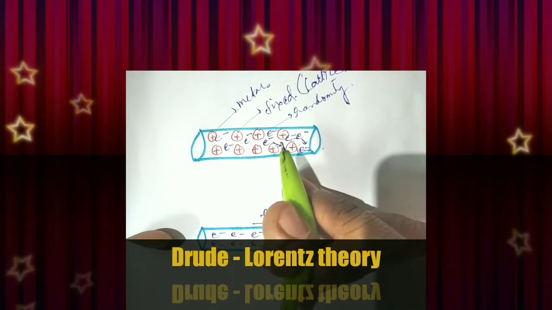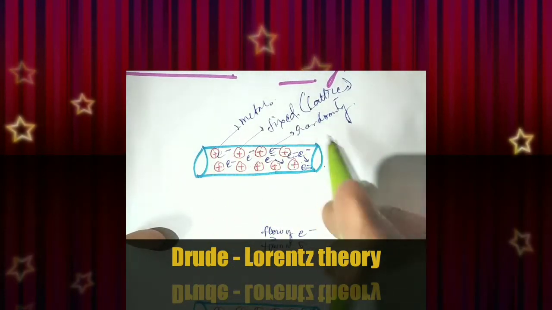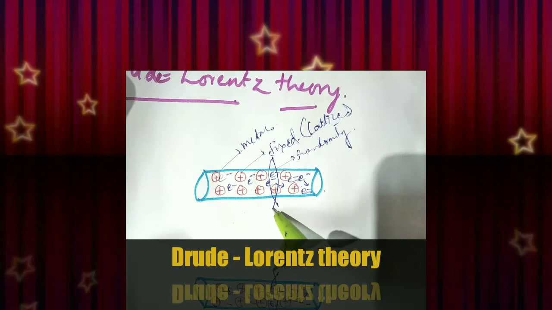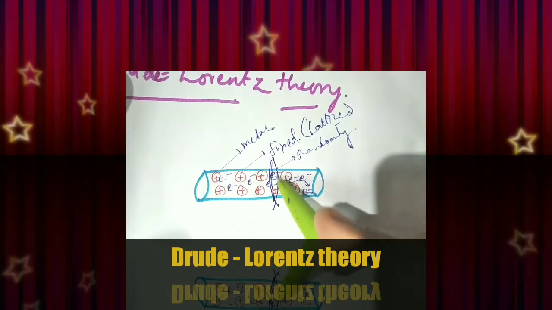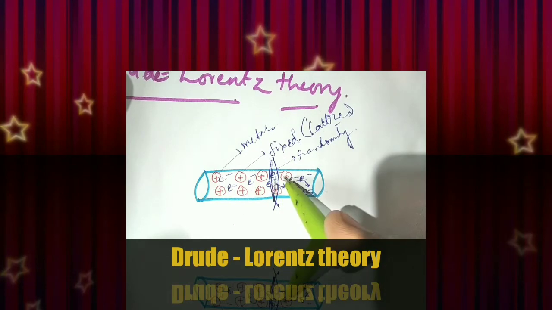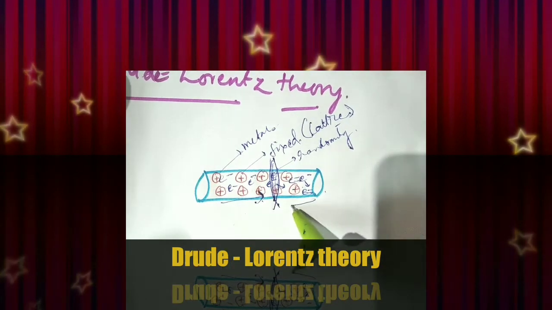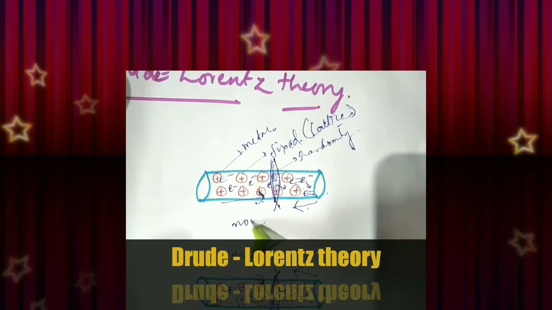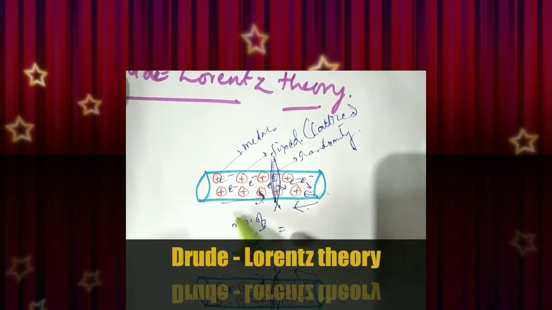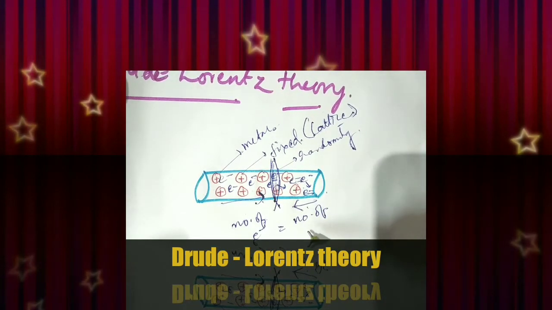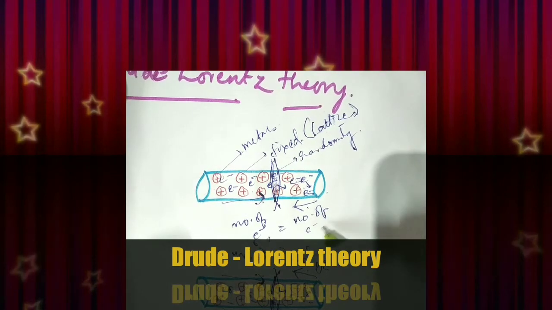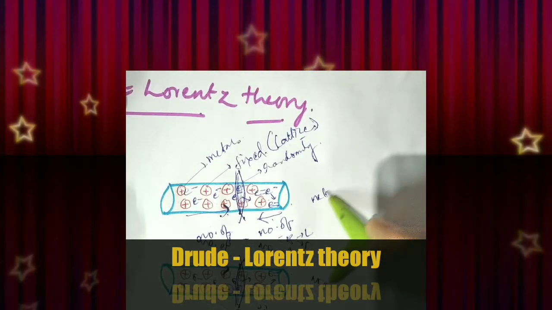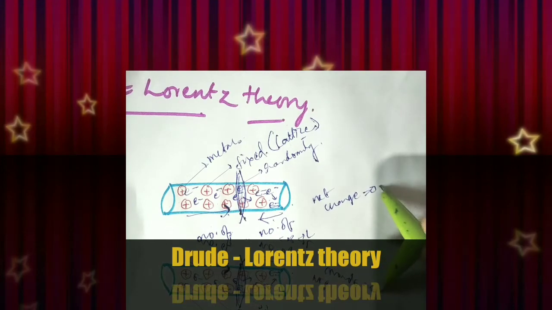Now what happens when the electrons start moving in random directions? Let me take a small cross-section area. At this cross-section, the number of electrons passing from left to right and the number of electrons passing from right to left will be equal. Once again, students, the number of electrons passing from left to right will be equal to the number passing from right to left. So what can I say? The net charge flow will be equal to 0.